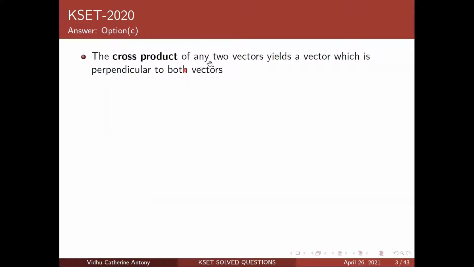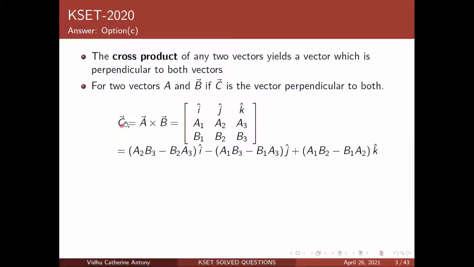The cross product of any two vectors yields a vector that is perpendicular to both the vectors. So if we take a cross product of, say, vector A and B, the resultant vector, say vector C, is perpendicular to both A as well as B. This is something that we've done since probably standard 11. So let's just look at the definition. If you have a vector C equal to A cross B, you can write it in a determinant form.